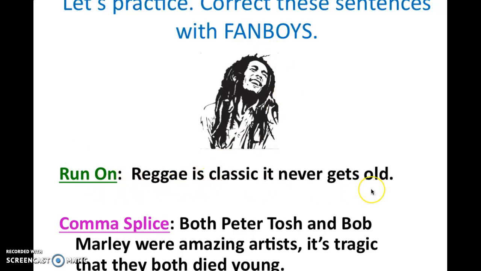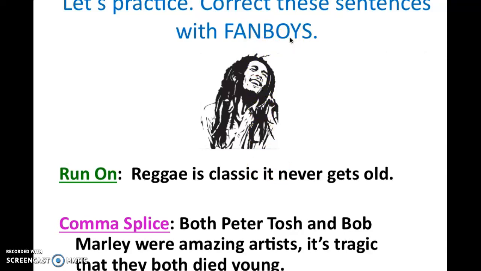Reggae is classic, it never gets old. So we go back and we try and find the S, the V, and the O to make sure that we have one sentence. Reggae is classic. Here's the first sentence. It never gets old. Now, if I wanted to use a fanboy, how could I use it? I could correct it by adding a comma and one of these words, comma fanboy.